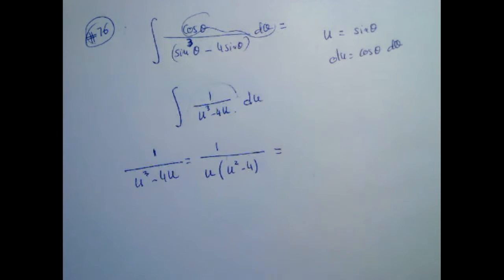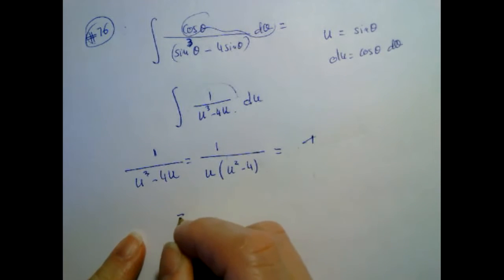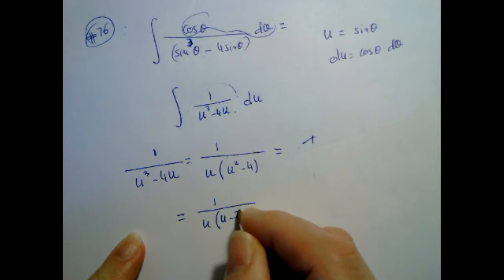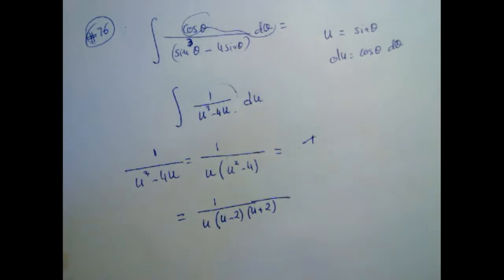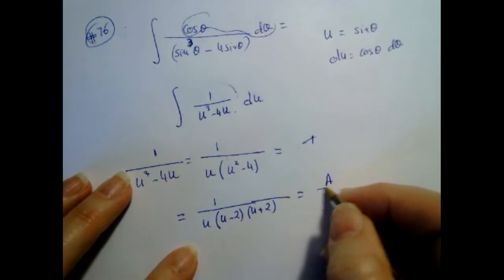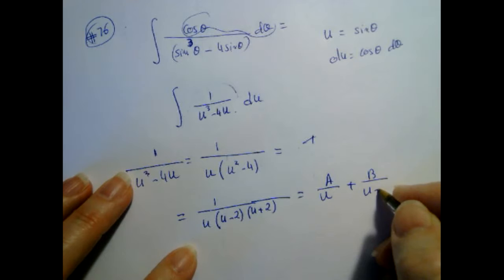No. Can I start decomposing? u plus 2, u minus 2. Exactly. We cannot start the decomposition till we factor completely, and this is not factored completely. So this will give me 1 over u times (u minus 2)(u plus 2). And now we're ready. That's a simple scenario because this is going to give me A over u. They are all linear. There is nothing repeating.